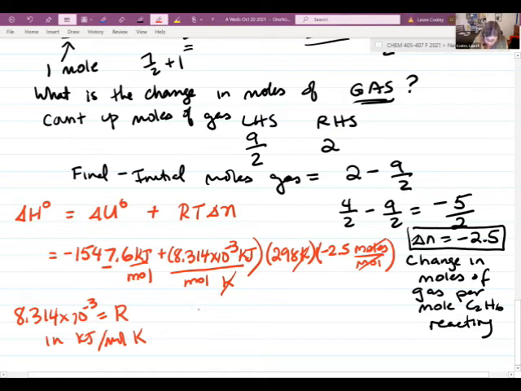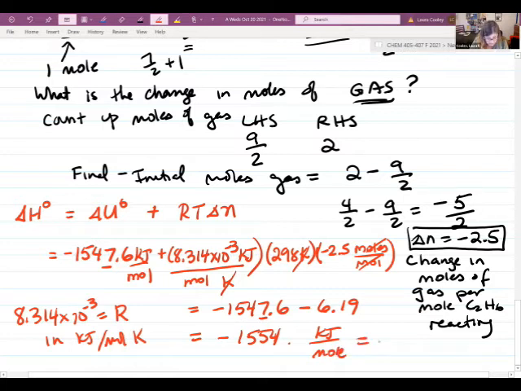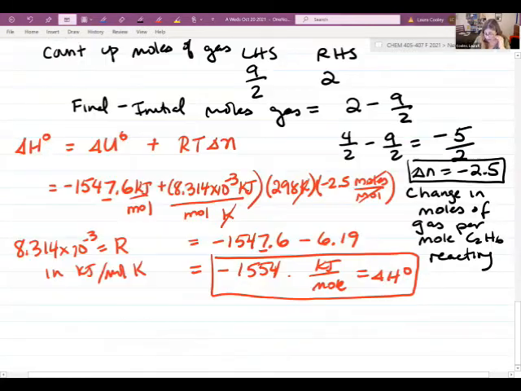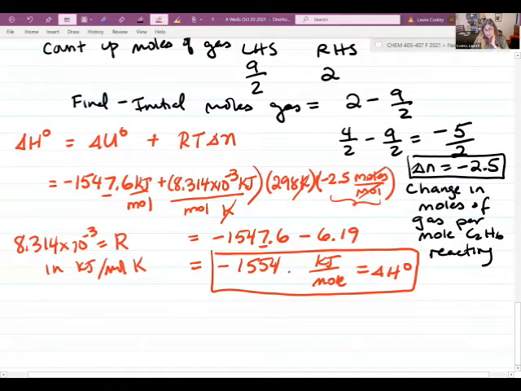So this ends up being -1547.6, minus 6.19, and that is minus 1554 kilojoules per mole, because really I only had fewer sig figs. So this is now the delta H zero, the molar change in enthalpy for this process. Okay. So I would recommend that when you do the delta N, you use the per mole quantity.